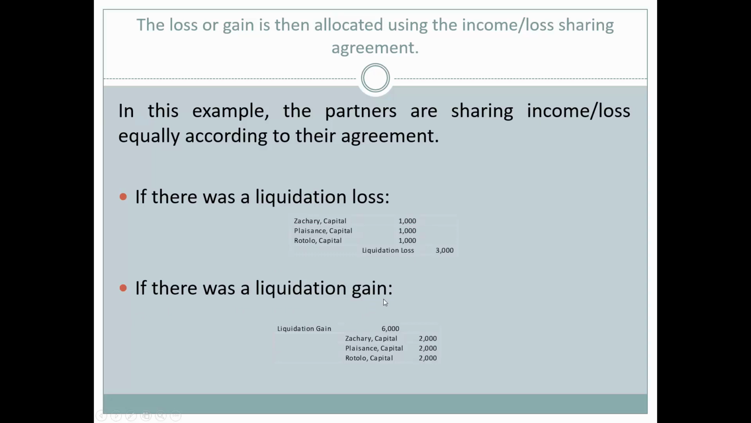If there's a liquidation gain, previously this was a credit balance. We debit our losses and credit our gains. So in order to zero it out, we're going to debit this gain, and we are going to allocate it equally among each of the partners, which means they each get $2,000.